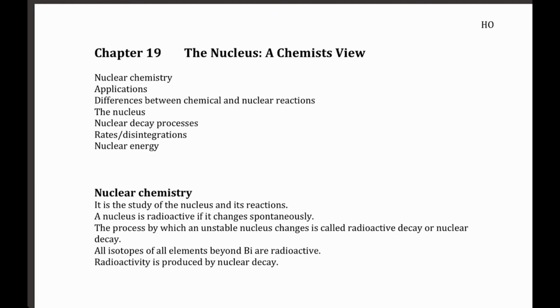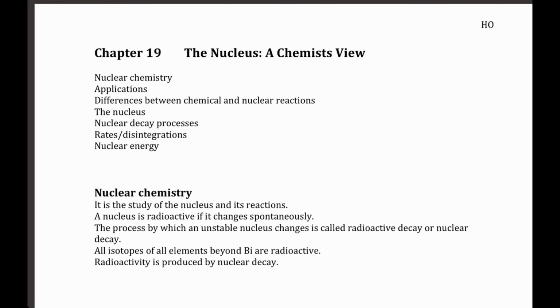So, in general, here's some definitions. Nuclear chemistry is the study of the nucleus and its reactions. A nucleus is radioactive if it changes spontaneously. The process by which an unstable nucleus changes is called radioactive decay, or nuclear decay, or perhaps some other name.